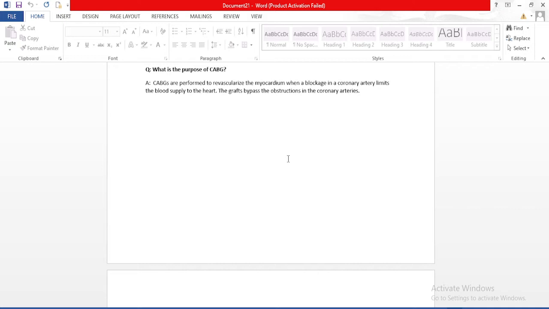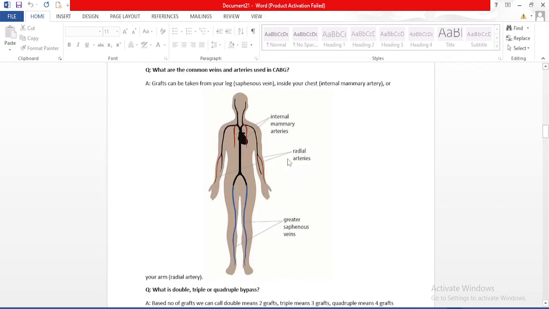So basically, to revascularize the vessels, we will perform CABG. What are the common veins and arteries used in CABG? Grafts can be taken from your leg, like the saphenous vein, which is in your leg, and inside your chest is the internal mammary artery, or your arm's radial artery. These three types of arteries will be useful for the coronary artery bypass grafts.